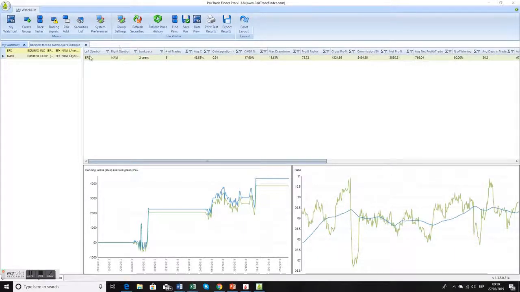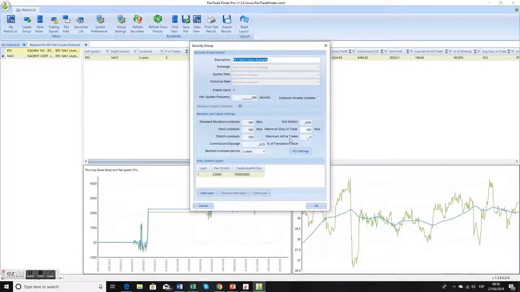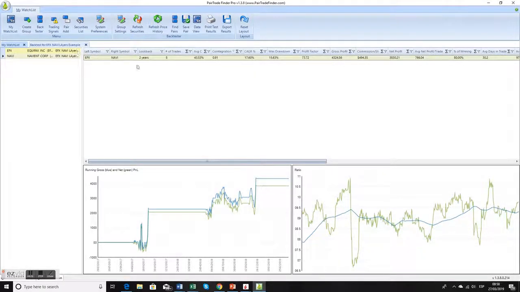So quickly, let's take a look at a pair we've loaded up here as an example, Equifax Navient. And this one has been done, this back test, on a 2 entry at 10,000 a leg with a 0 exit stretch and 100 days, all the look backs, maximum days in trade 100 days, 0.25% commissions, and let's see what the results look like. Well, it's not a bad pair.